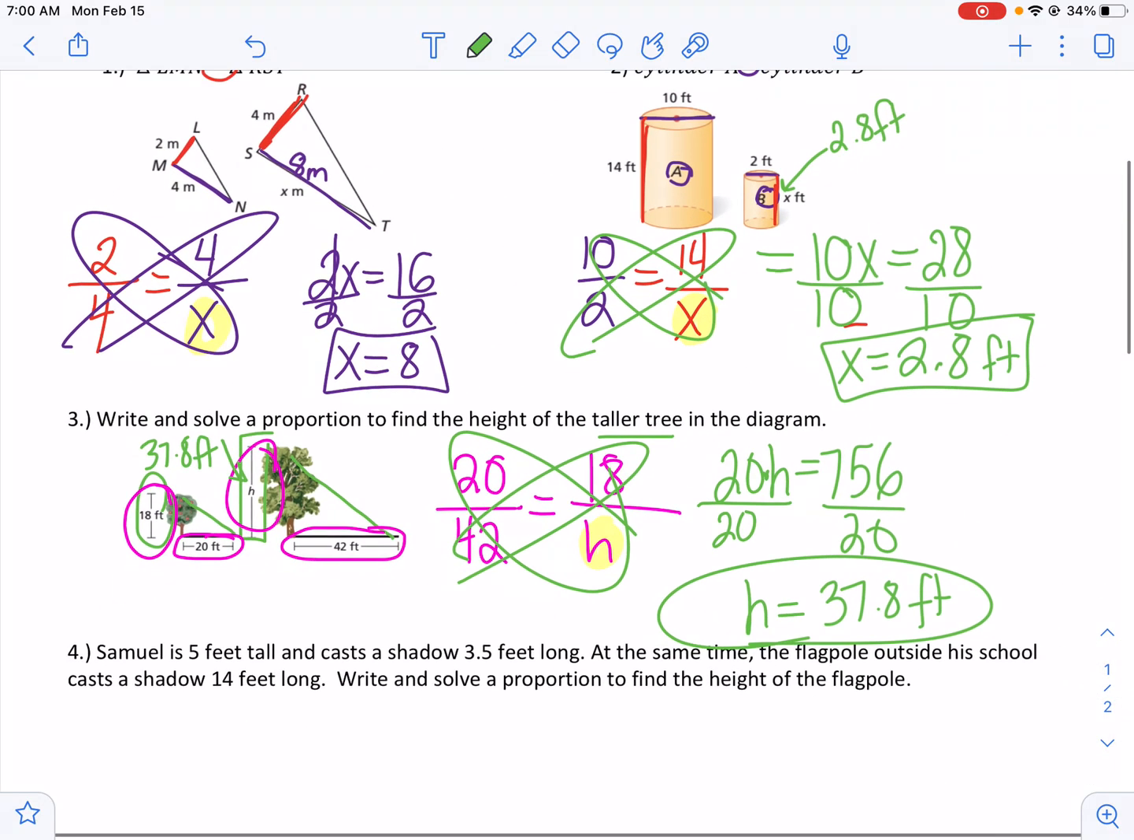Once again, we can use the idea of similar figures to measure things that are going to be too tough to measure, like almost a 38-foot tree. Let's go on to number 4.